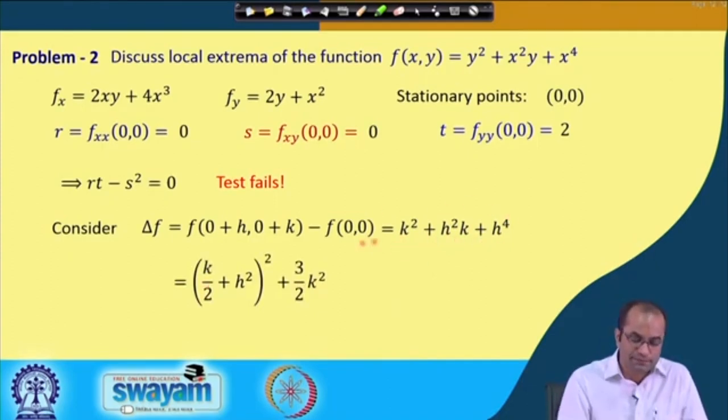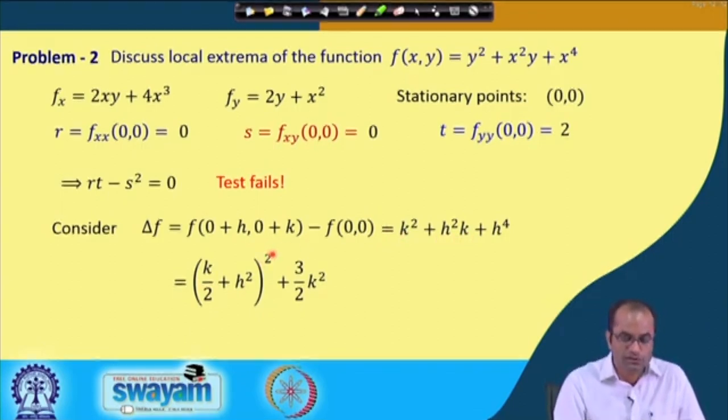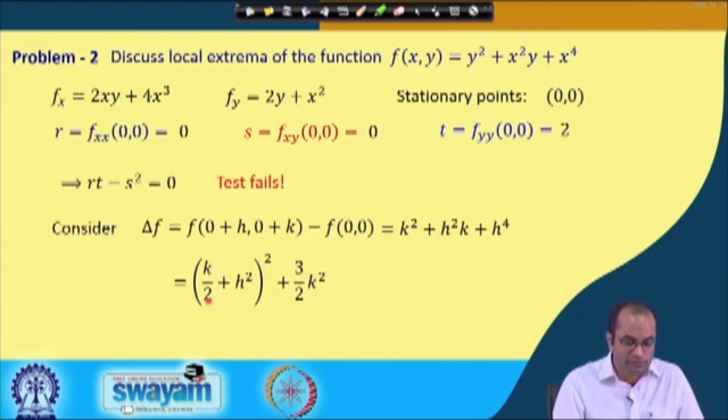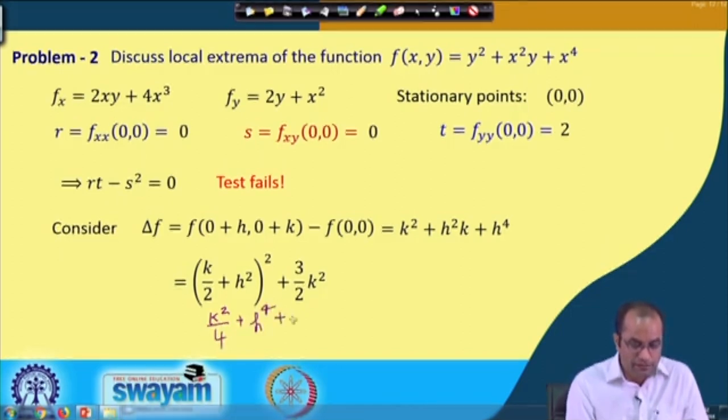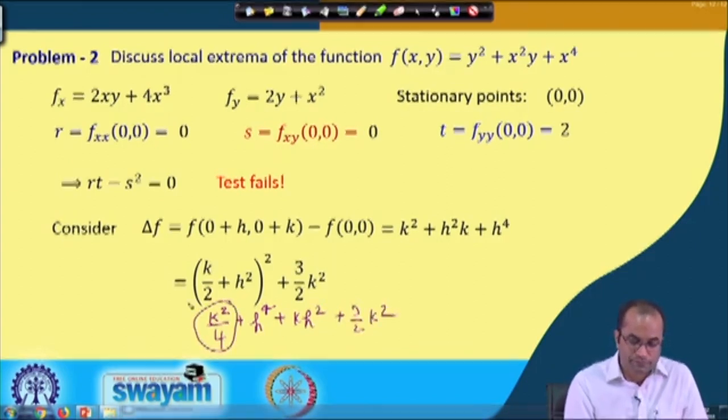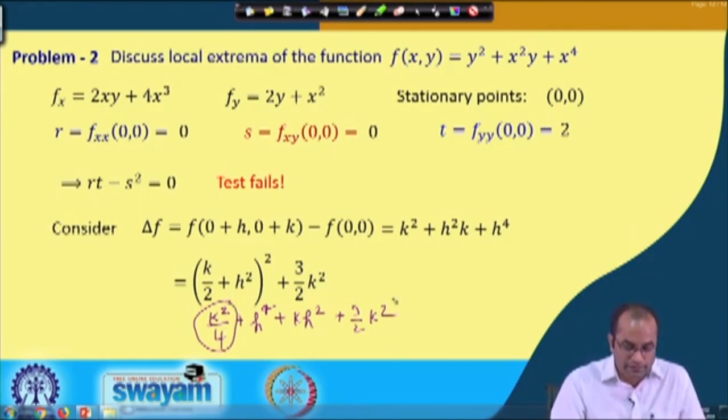and then we can rewrite this term. So, the first term we look at, we have k by 2 and h square whole square. So, what we are getting out of this whole square is k square by 4. So, there is a term here that is discussed. So, the k square by 4, and we have h 4 term, and then we have k h square term, and then this is 3 by 2 k square. So, this k square by 4, and then here we have 3 by 2 k square.